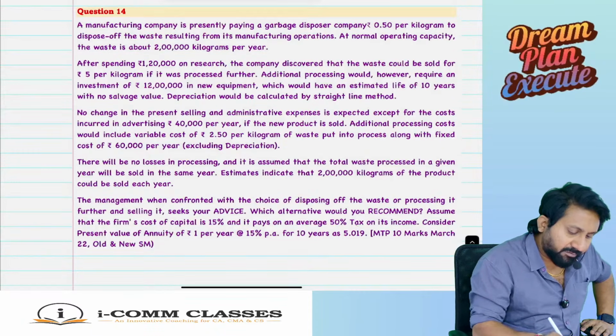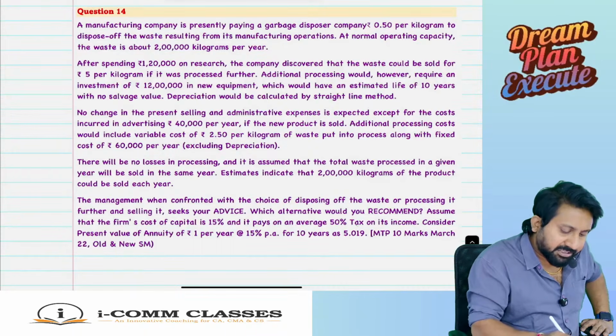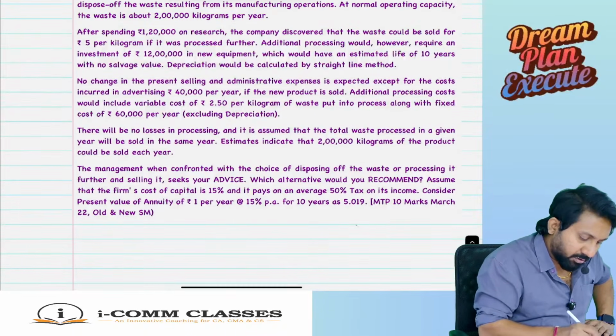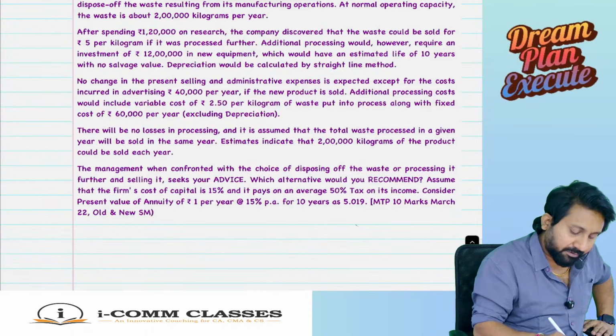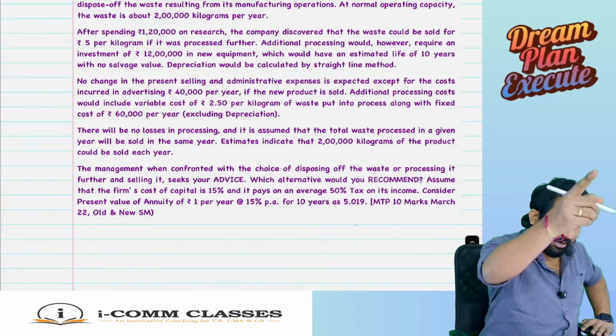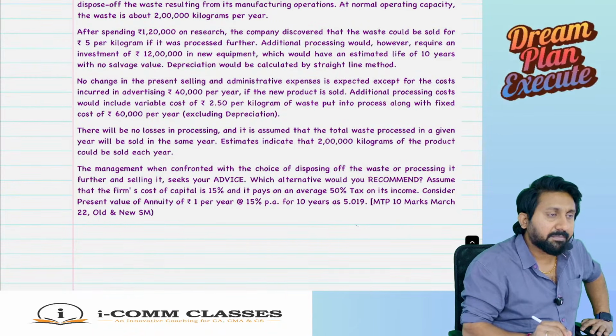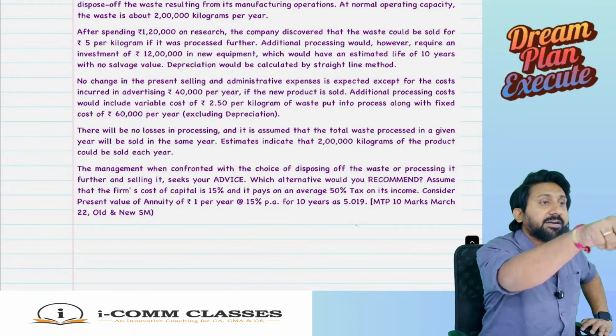Next. Additional processing would, however, require an investment of 12 lakh in new equipment. Okay, that we will see. Which would have an estimated life of 10 years. Next. No change in selling and administrative expenses for that new product we are going to sell. Advertisement expenditure will be 40,000. Minus 40,000. 10 lakh minus 40,000. Minus 1 lakh 20,000 depreciation.